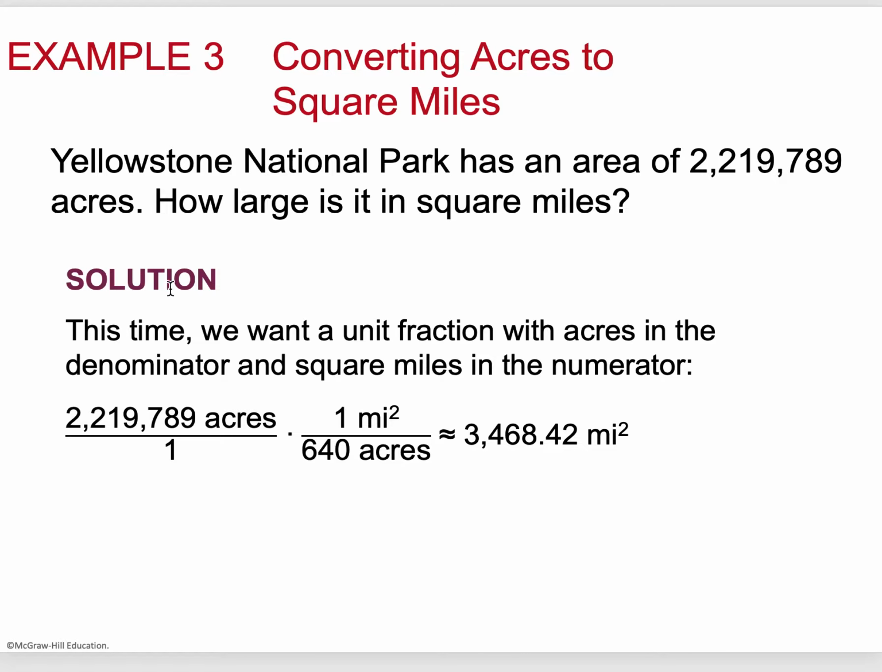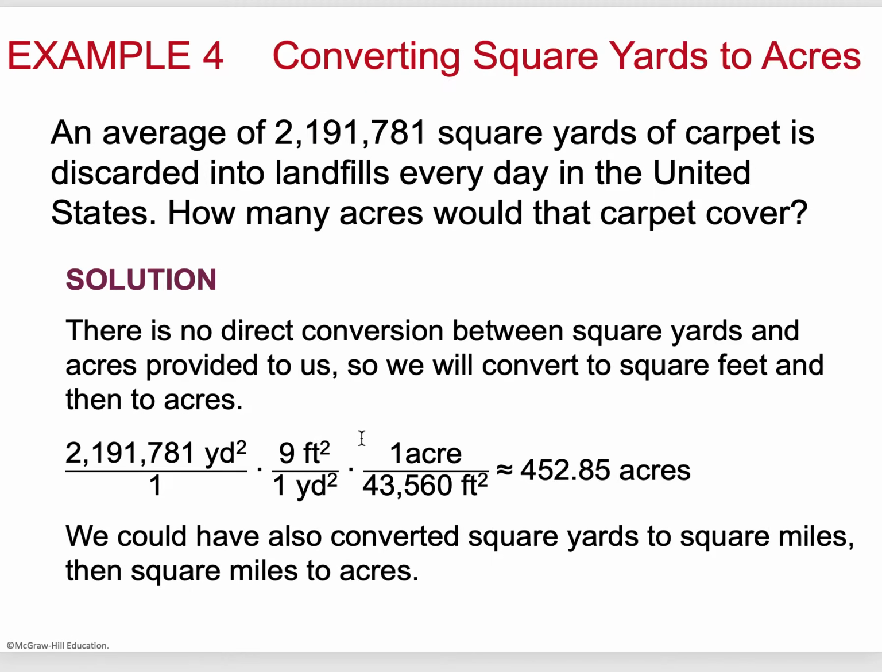So going back to our example, I'm going to multiply, making sure acres is in the denominator so that it works out right. And then I'm just going to do the division. So we should see that acres is actually a larger measurement than miles. You're going to have fewer miles than you have acres.